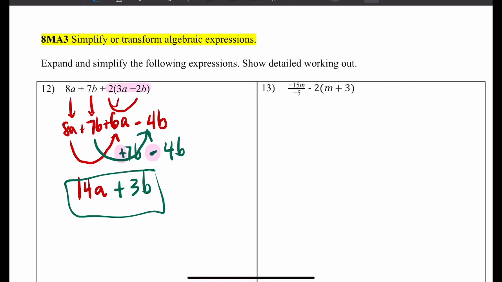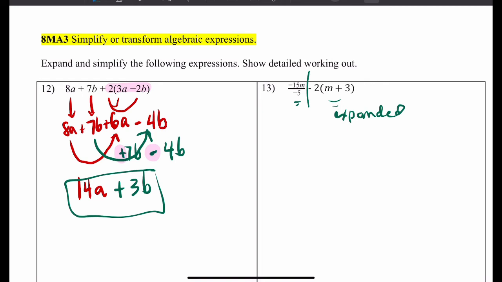Now, number 13, I don't know why all of you multiplied it by negative 5. Why? This is not an equation, it's an expression. So you don't need to do that, okay? It's an expression. What you need to do is examine it. So there are two parts. The first part is a fraction, and the second part needs to be expanded. So work on the fraction and work on the expansion first.